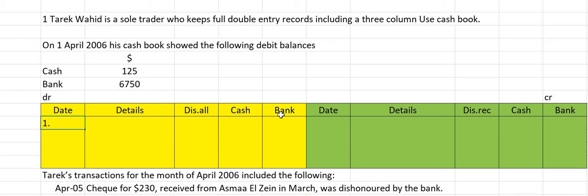1st of 4, 2006. And this is the opening balance, which should be entered as balance brought down. There's nothing in the discount allowed column. They didn't give any opening balance. But for cash, there is 125. And for bank, you have 6,750. This is step 1. Clear?